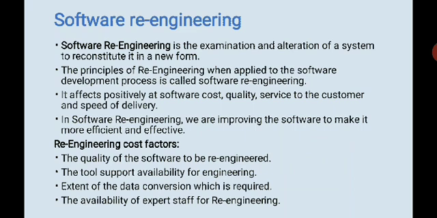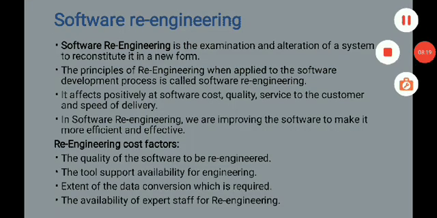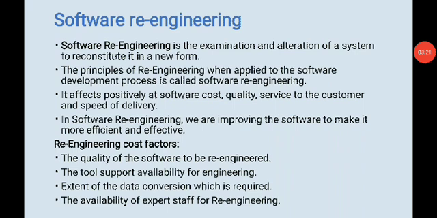Then you come to software reengineering. Software reengineering is the examination and alteration of a system to reconstitute it in a new form. So you are restructuring the software. The principle of reengineering when applied to software development is called software reengineering, right? It affects positively software cost, quality, service to the customer, and speed of delivery. So in software reengineering, we are improving the software to make it more effective and efficient, right?